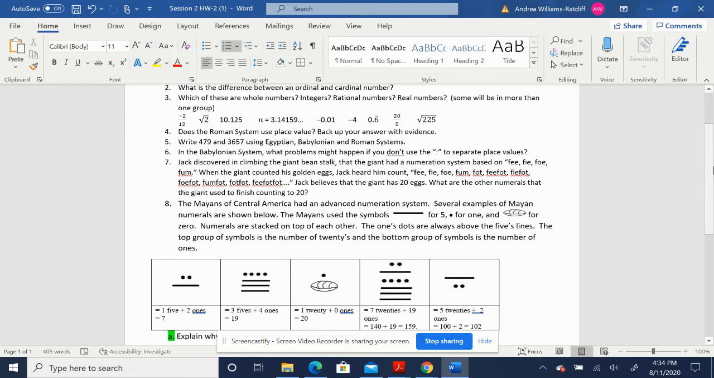-4, of course, would be an integer. It is the opposite of a whole number, so it's an integer. If it's an integer, it must also be rational. It must also be real.